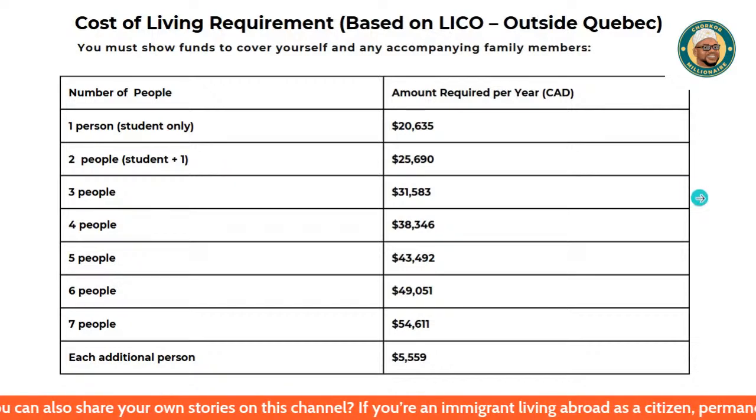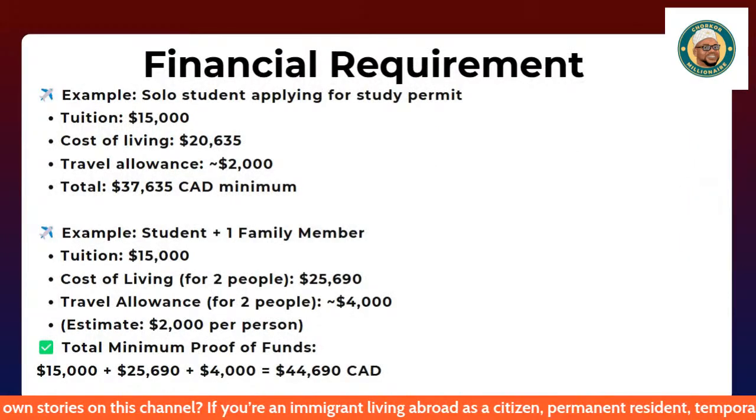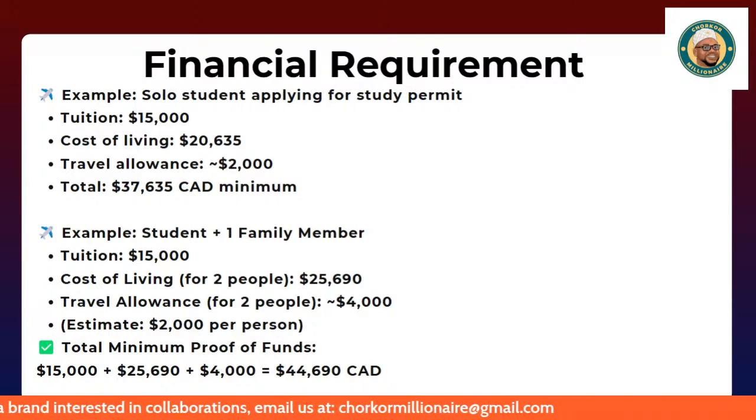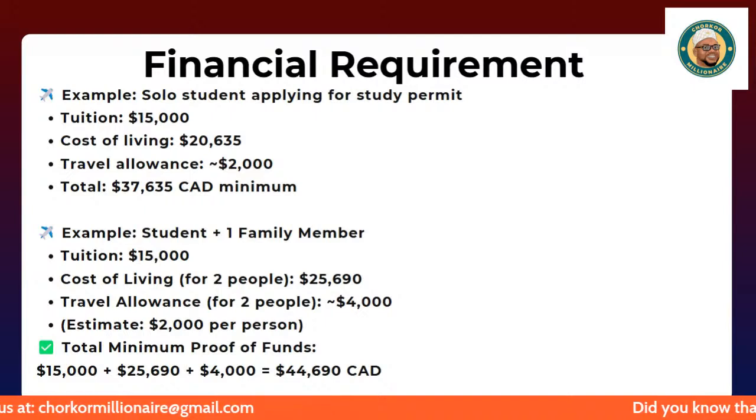So the last slide is case study 1. Your tuition is $15,000. Cost of living, $26.35 as one person. Travel allowance, $2,000. Let's say that's your travel cost, flight ticket, and all that. You need about $37,635. So how does this work? If this is what you need, that means if you pay your first year tuition, you deduct it from the total cost of proof of fund. Whatever is left is what you need. If you create a GIC account, you also remove that fraction as well. Whatever is left is what you need, right?